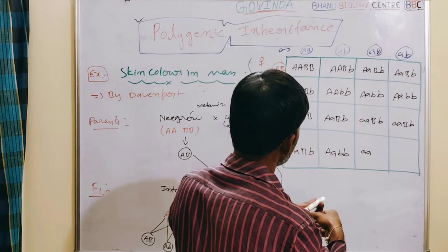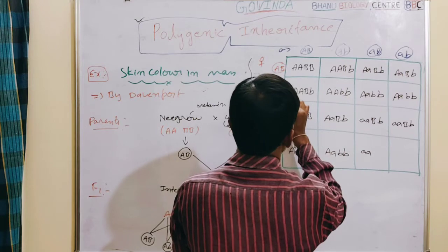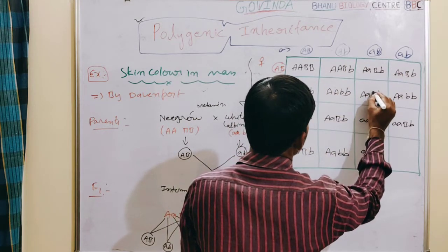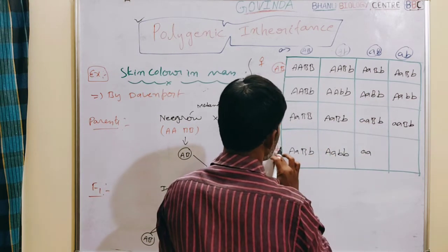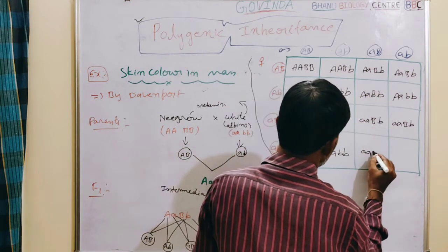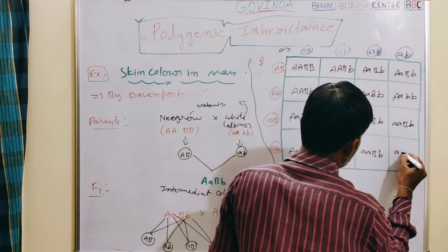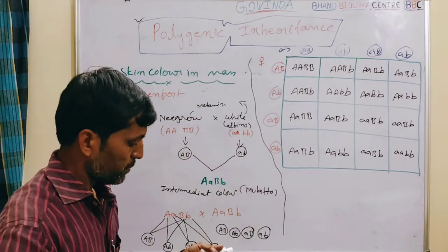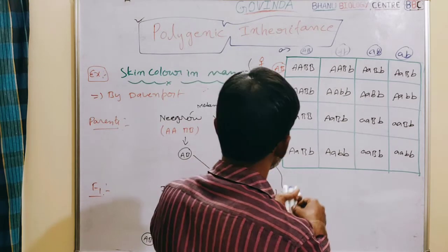So these are correct, right? Capital A, small a, capital B, small b, capital A, small a, capital B. Capital B. Then small a, capital B, small b. Then small a, capital B, small b. Then small a, small b, small b. These are the genotypes. Now write the phenotypes of these organisms.